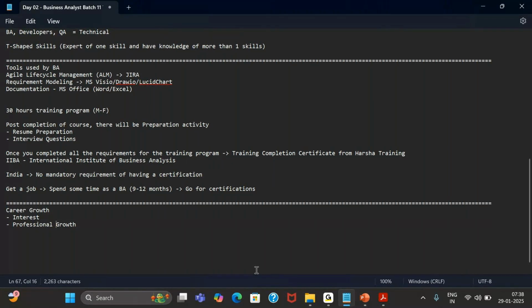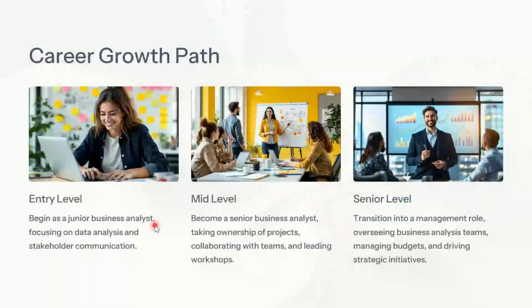So if you have a keen interest in business analysis, if you feel that this is what you should be doing in the IT industry, then you don't need anyone else to convince you why you should be going there. But if you are more driven by professional growth, we will cover that topic here. The entire business analyst growth path could be divided into three segments: entry level, mid level, and senior level.